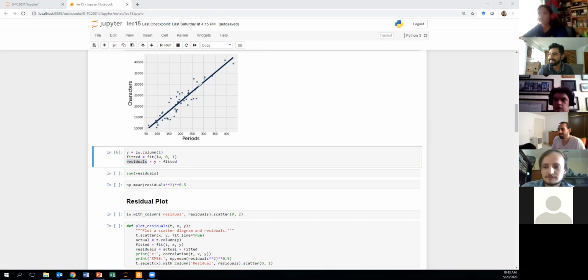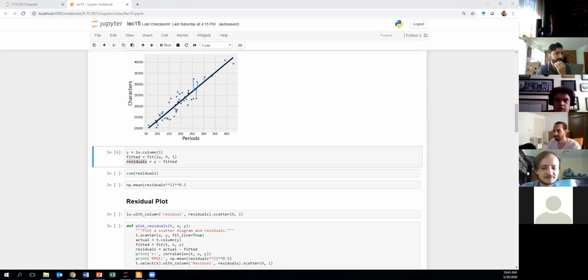For this point, this is the residual. For this point, this is the residual. For this point, this is the residual. So if I add all these residuals, what do you think I'm going to get? What value will I get? If I sum all of them, there are some of them positive, some of them negative.